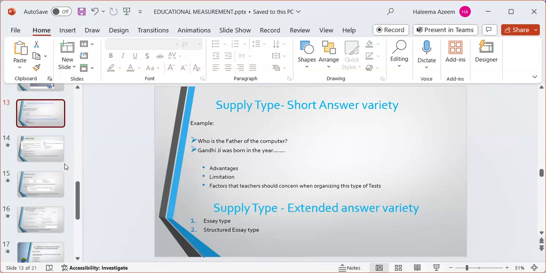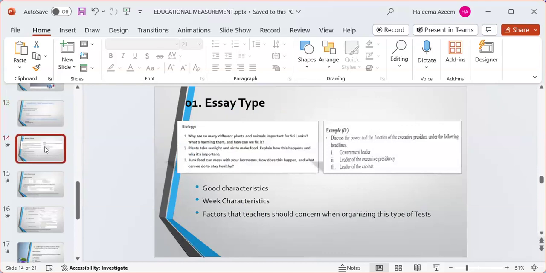Now let's see the extended answer variety. Two types are there, essay and structured type. Let's move to the next slide. Here students have freedom to present their answer. But sometimes students may perceive the question in the wrong way. So when conducting this type of test, teachers should use definite verbs. And it is better to plan the test using a table of specification and also keep model answers in marking scripts. Let's move to the next slide.